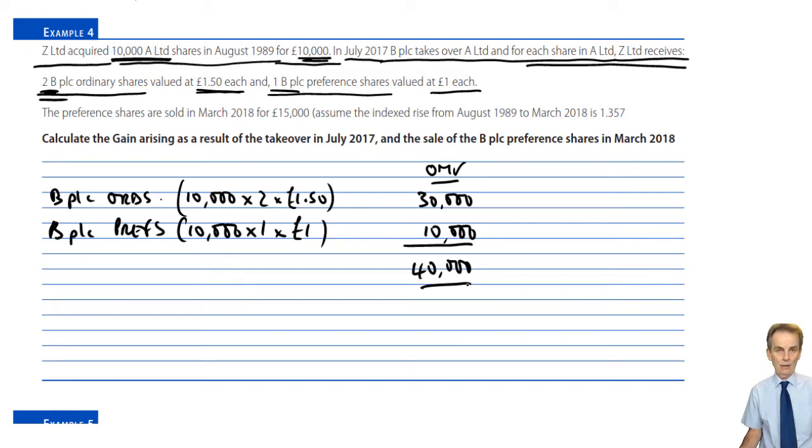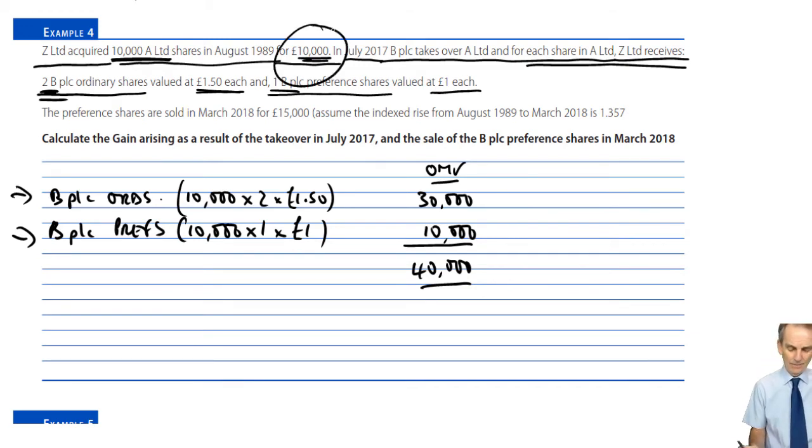Total value 40,000. Now, because this is entirely share for share, it is all paper for paper, no gain will actually crystallise at this point. But at some point in the future, what's going to happen? One or other of either the ordinaries or the preference shares may be sold. And at that point, we will obviously know how much we sell them for. The problem is, how much will the cost be? So what do the new shares do? They take on the cost of the old shares.